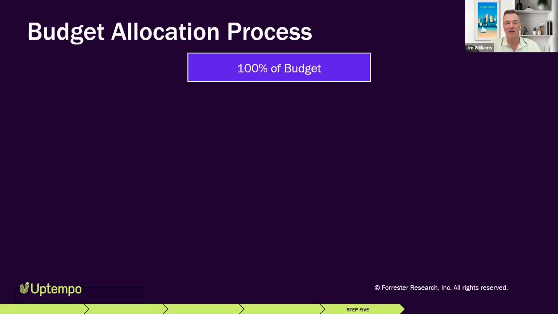So you have this idea of 100% of the budget. Now, 100% of the budget can mean many different things for different companies, right? That can mean 10% of your revenues if you're a tech company, or it can mean as high as 25% of your revenues if you're a CPG organization, right? So you're talking about big dollars here.